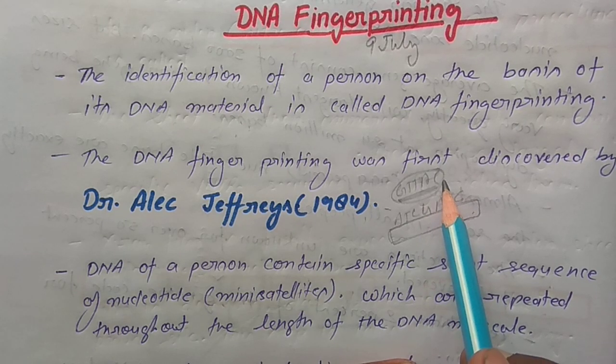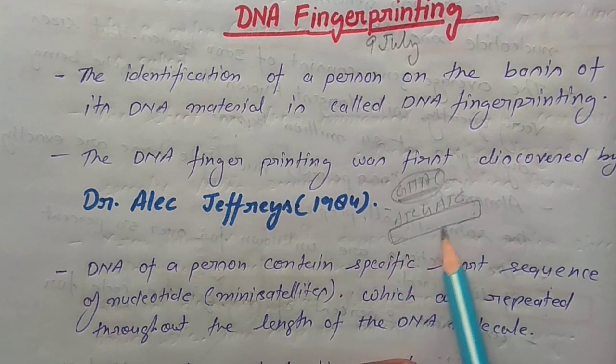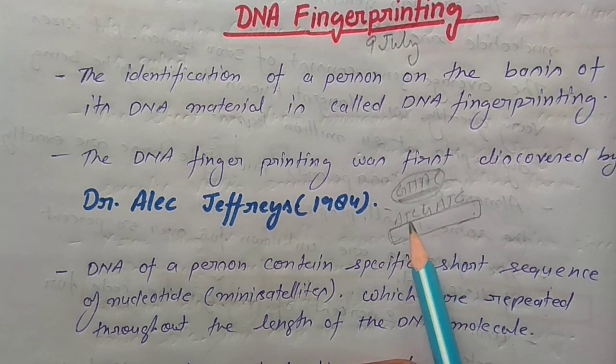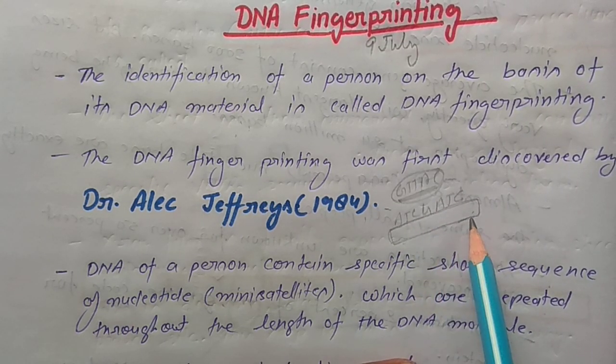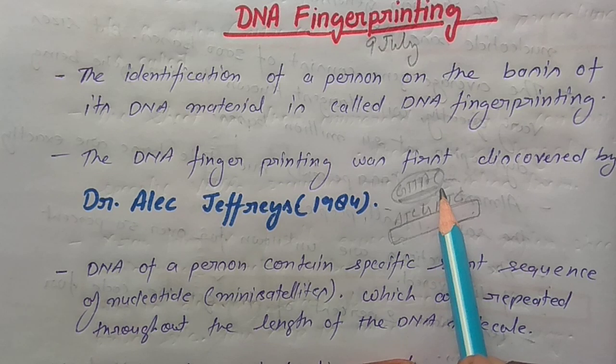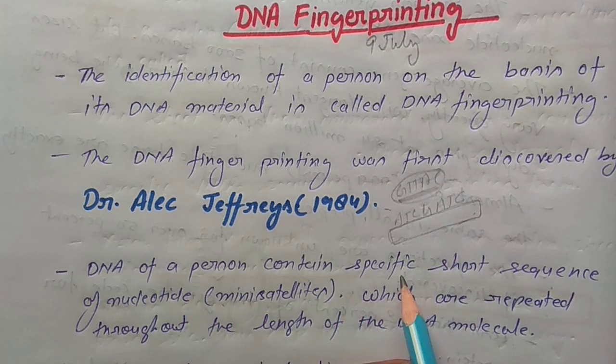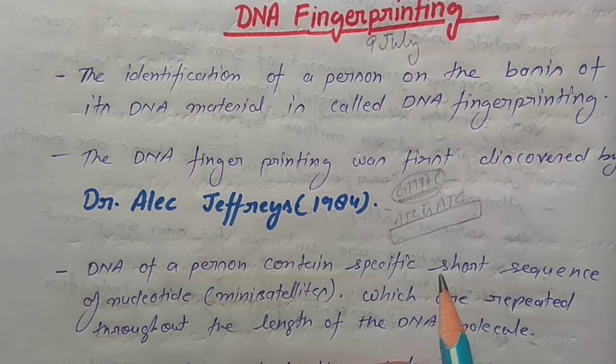So there is a repetition of this word many times. Most of the nucleotides repeat in the DNA many times, for example GATAK. So the DNA of a person contains a specific short sequence of nucleotides which is repeated throughout the length of the DNA molecule. So this is called the specific place.